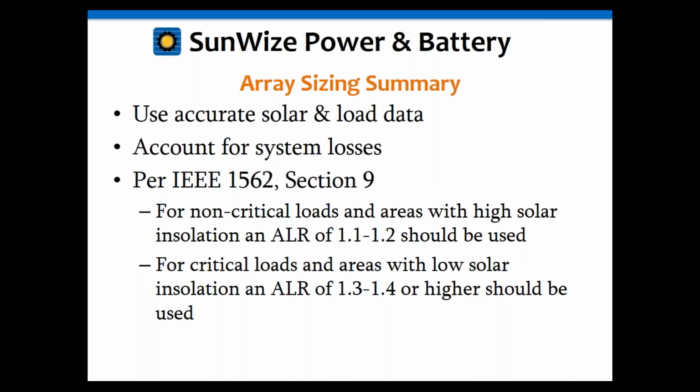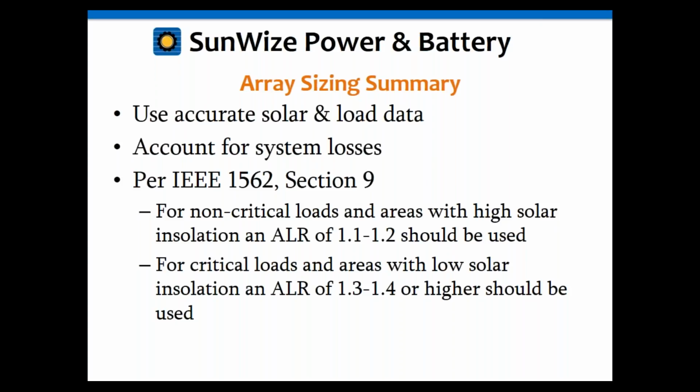IEEE actually breaks that out, and they say if you have non-critical loads, maybe lighting or something like that, and you're in an area with some high solar insolation, then you can use an array to load ratio of about 1.1 to about 1.2. In other words, you're saying don't oversize it that much. If the load goes down occasionally, it's not that big a deal.